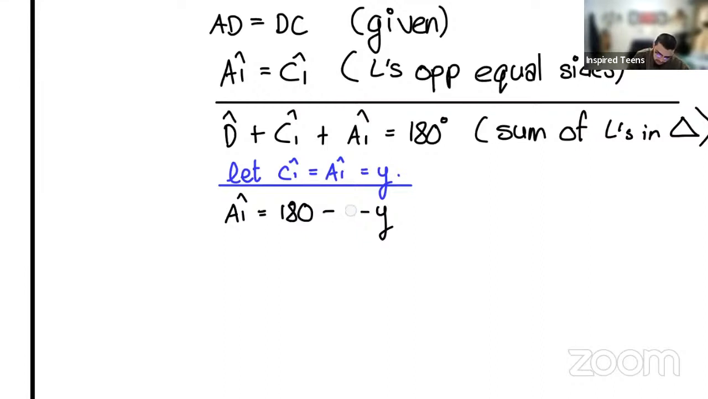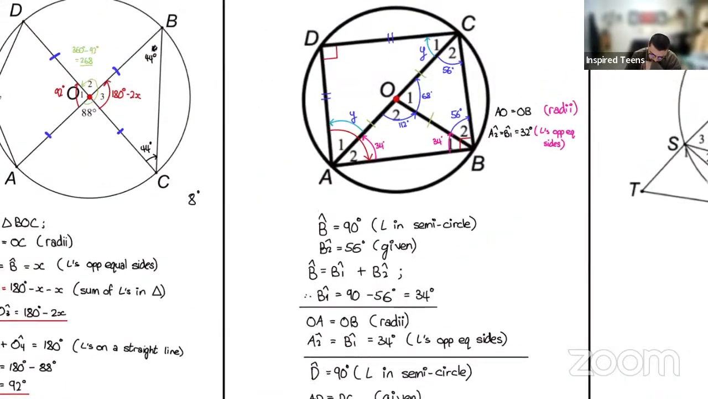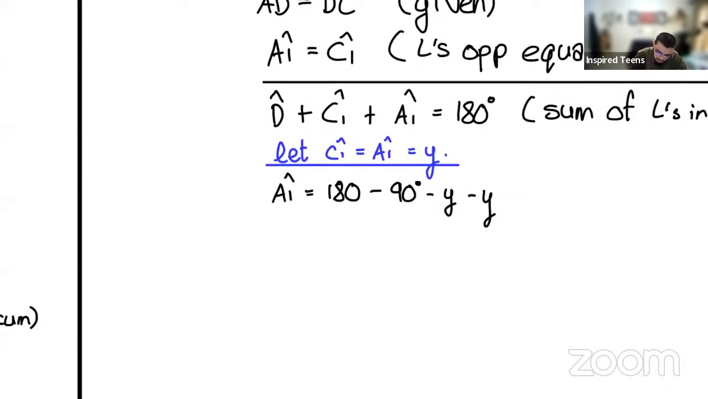Minus d as well, sorry. That's the one we're missing. So minus 90 minus y minus y. Just trying to think. What's the point of what we're doing? This is not right. Sorry. Just minus y, I think.